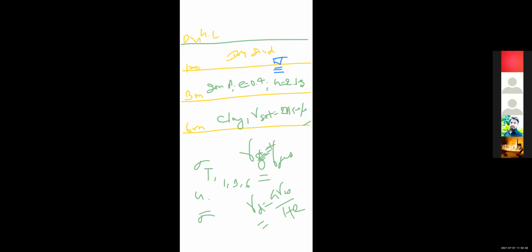Please answer, anyone. How much is the value of gamma D? Ma'am, the value of gamma D is 18.56 kilonewton per meter cube.